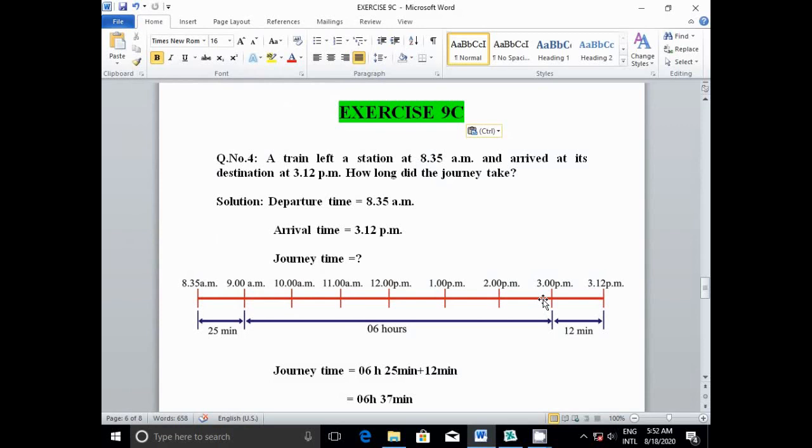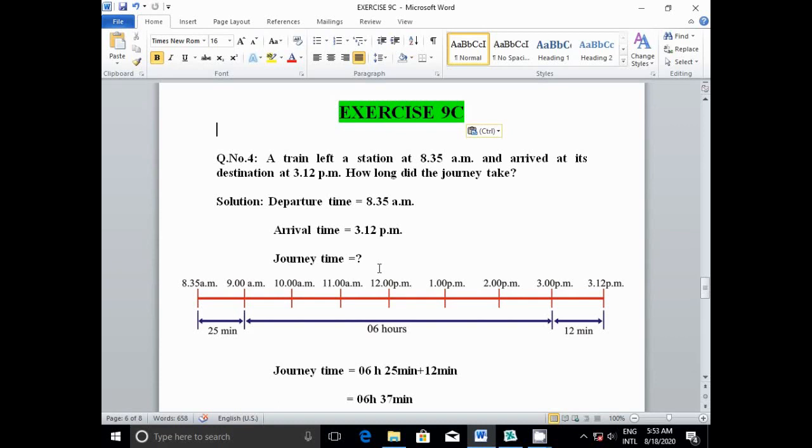The first point we have given is departure time. A train left means departure time, and the departure time is 35 past 8 a.m. and arrived at its destination means arrival time of the train, which is 12 past 3 p.m. We have to find the journey time. Now we know that journey time can be calculated by a straight line.